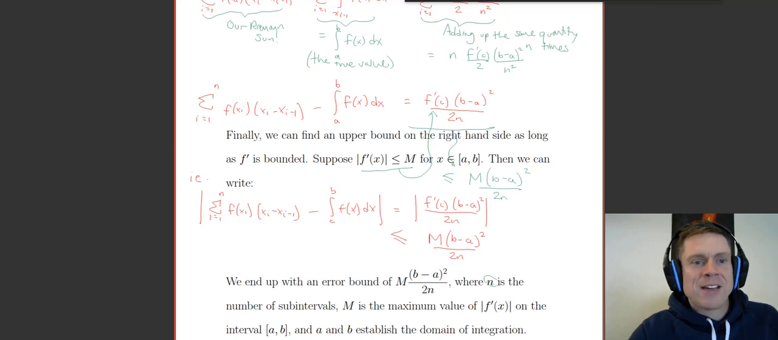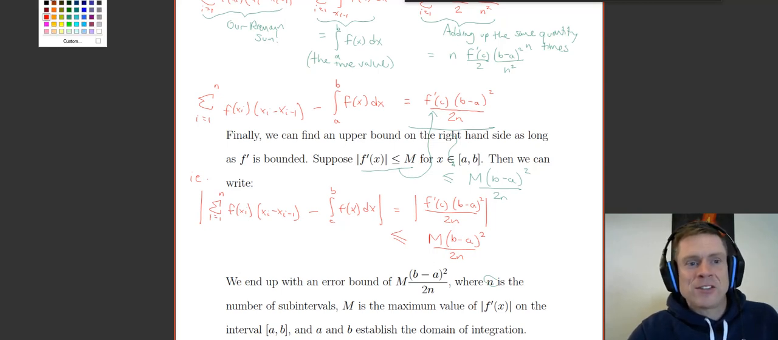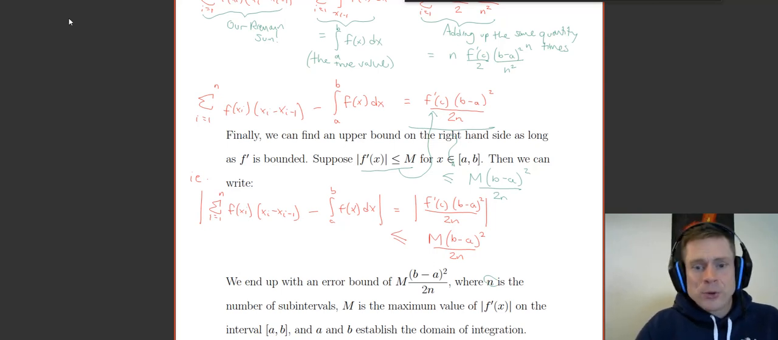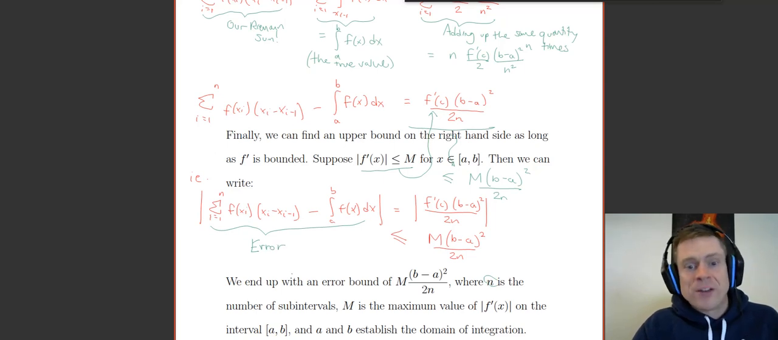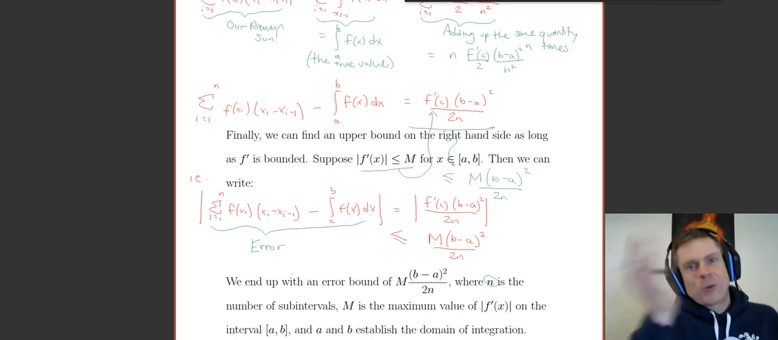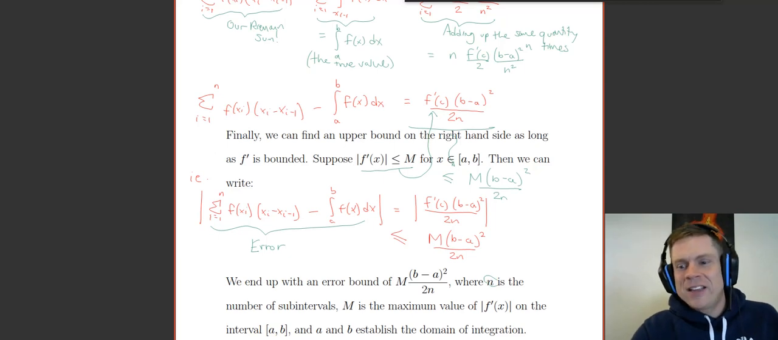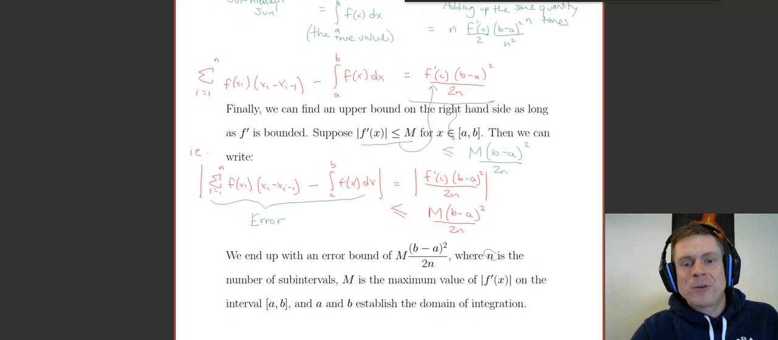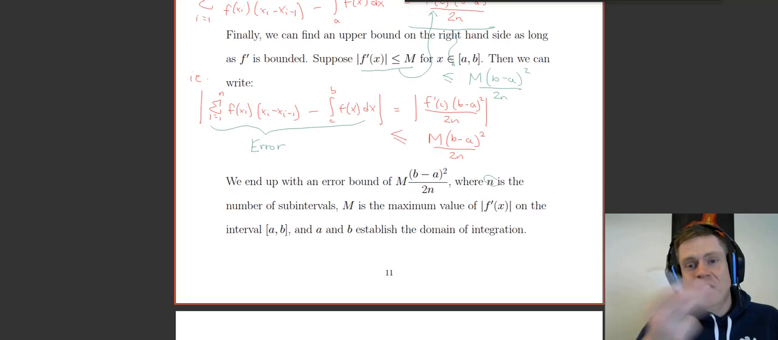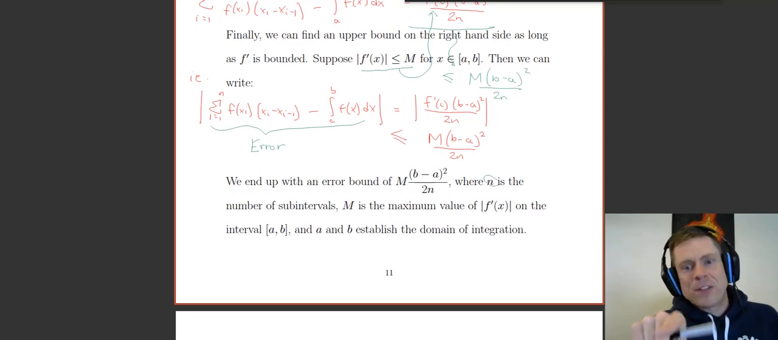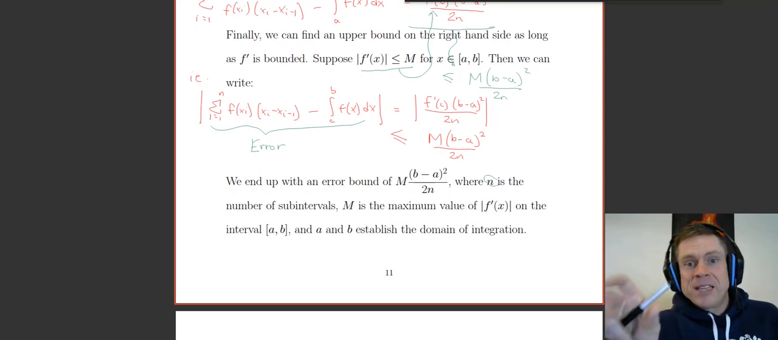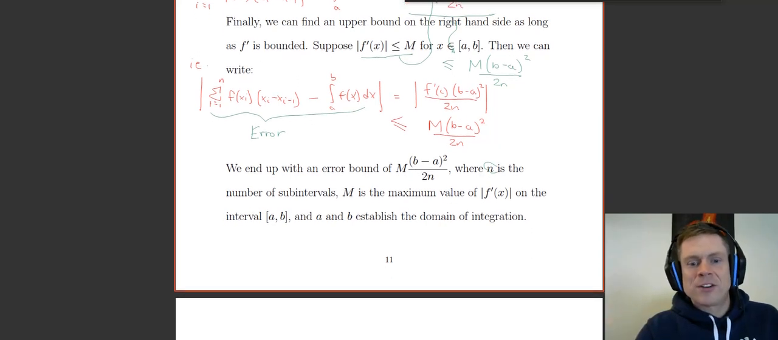And what you have on the left, with those absolute values in place, is the true error, the absolute error between the Riemann sum and the true value of the integral. And that quantity on the right is a bound on the error. It's determined by those quantities: the upper bound on the slope, m, and b, a, and n, which are all properties that establish the domain of integration.